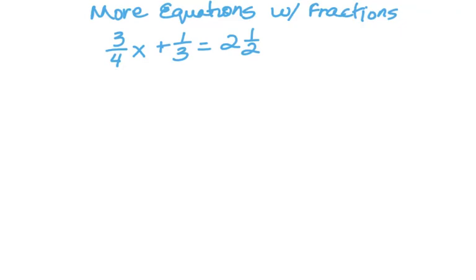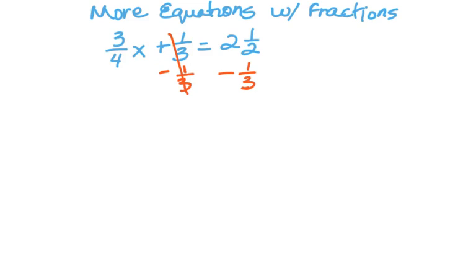All right, here's another equation, but it has a bunch of fractions. So we're going to do just one part at a time. The first thing we have to do is get rid of the 1/3. So I will say minus 1/3 on both sides. This, of course, goes away. Now, what I have here is 2.5 take away 1/3.